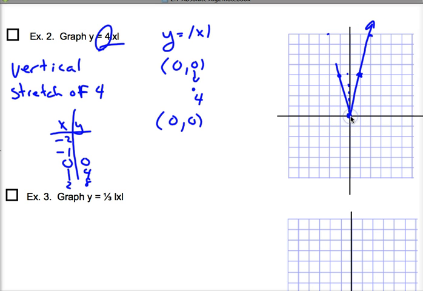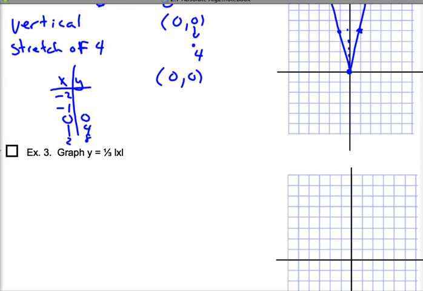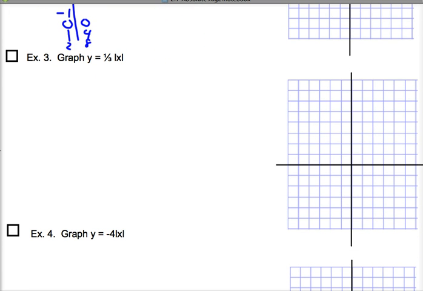Draw my V. There's my absolute value graph. Y equals 4 times the absolute value of x.